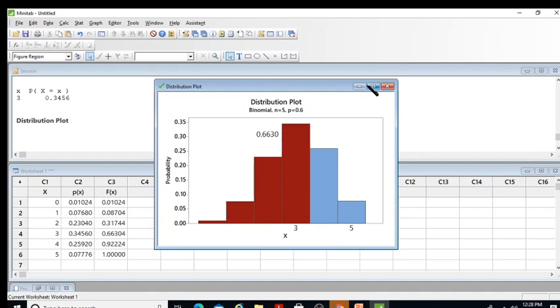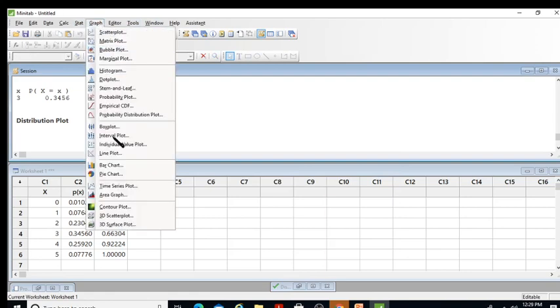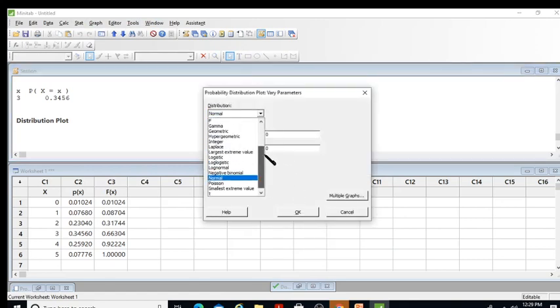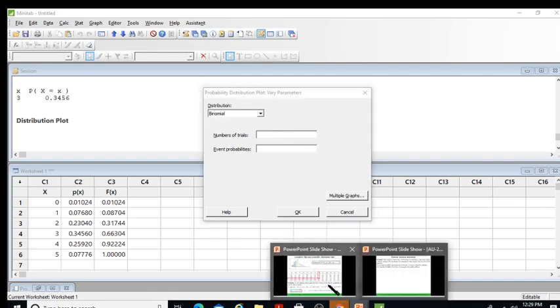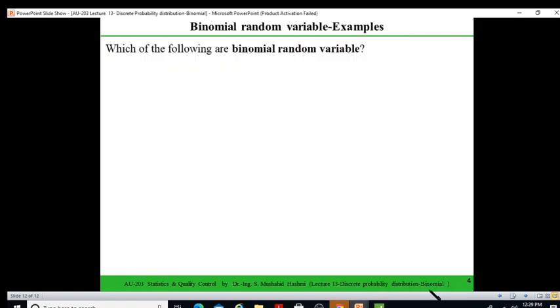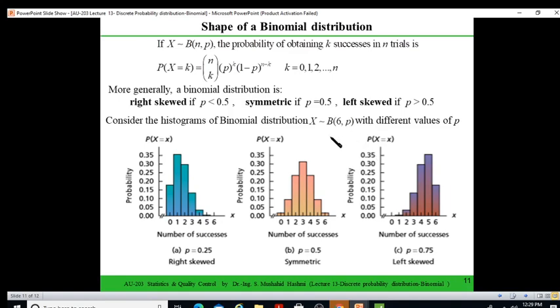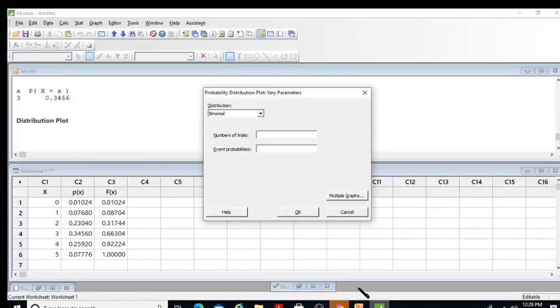Okay, in that case, we will go into one more way of looking at graphs, probability distribution, vary parameters. So if you look at varying the parameters, I am picking here my distribution binomial, and the number of trials. If we go back to our earlier lecture, where we have such a situation, P is 0.25, the number of trials is not mentioned, but I just take 0.25, 0.5 and 0.75. This I am interested in doing on Minitab. So what I do is, let's say I take 12 as the number of trials, and event probabilities are 0.25 and 0.5 and 0.75.